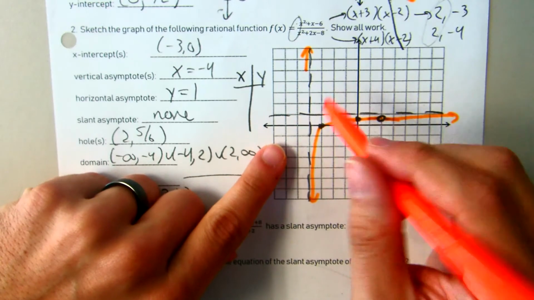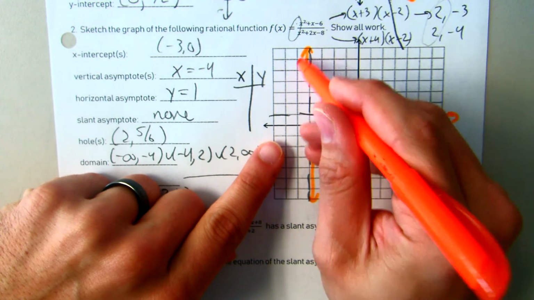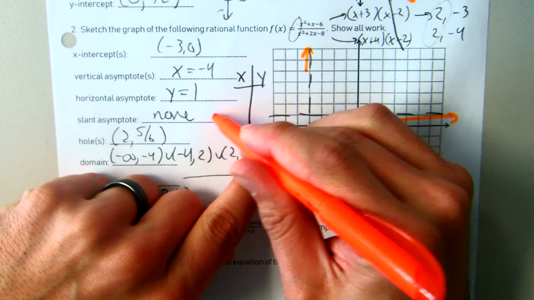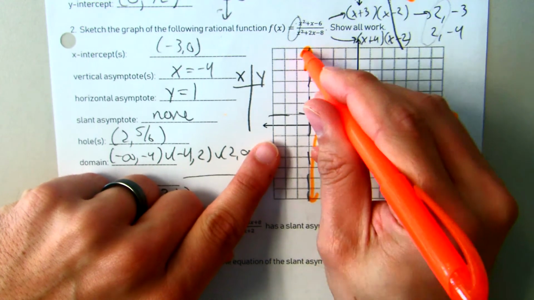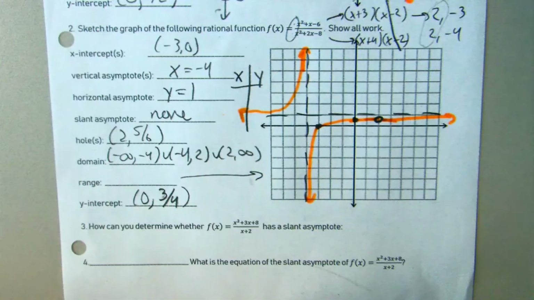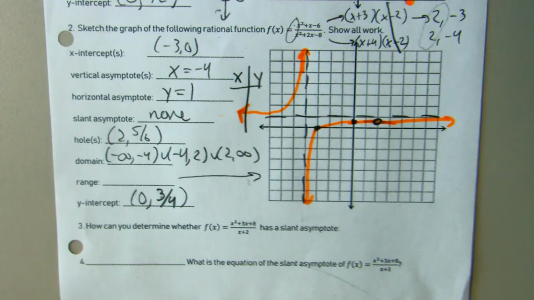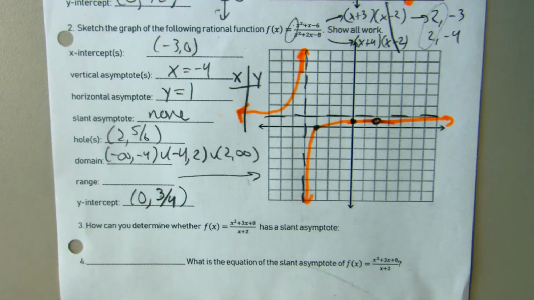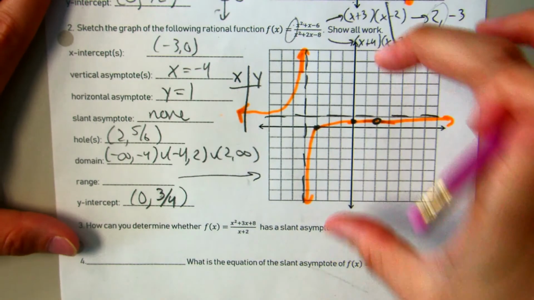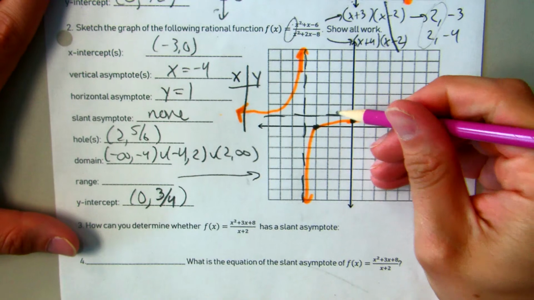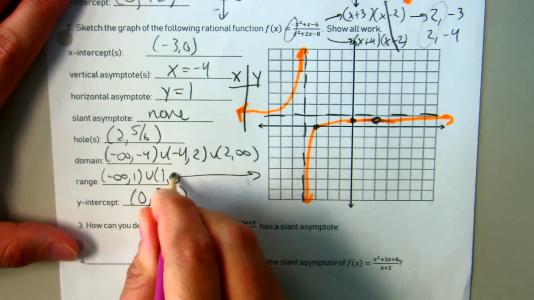Really, for accuracy, I probably should plug in one of these x values to see how close this is. Like, I don't know if it looks more like this or more like this. But since it's a sketch, anyway, for as much time as I'm spending on it, that's good enough. Okay, so now the range, I can see this is all of the y values except for 1. So everything less than 1 and everything more than 1.